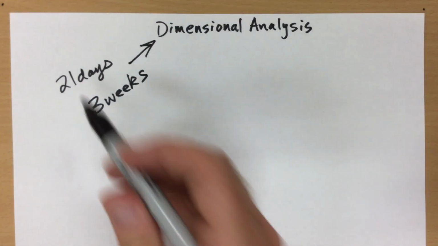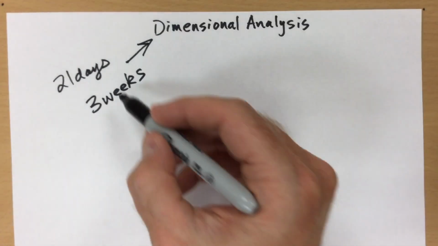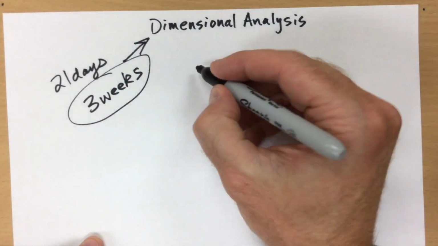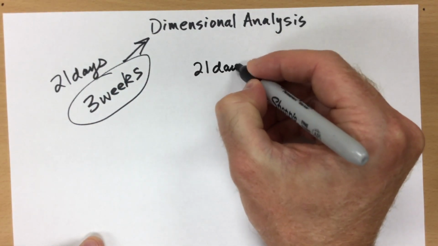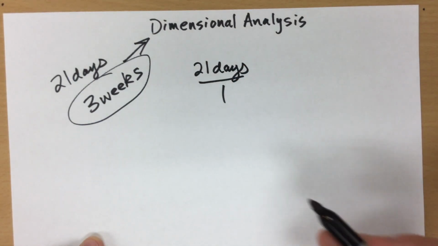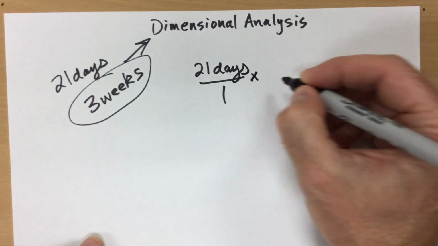Now you're saying, no, you didn't. You just figured it out. You took 21 divided by 7, you got 3. I know, but you did dimensional analysis. In your brain, you took 21 days and you wrote it over top of 1. You're like, no, I didn't. Yes, you did. You really did this. You're a genius. And you put a multiplication sign.